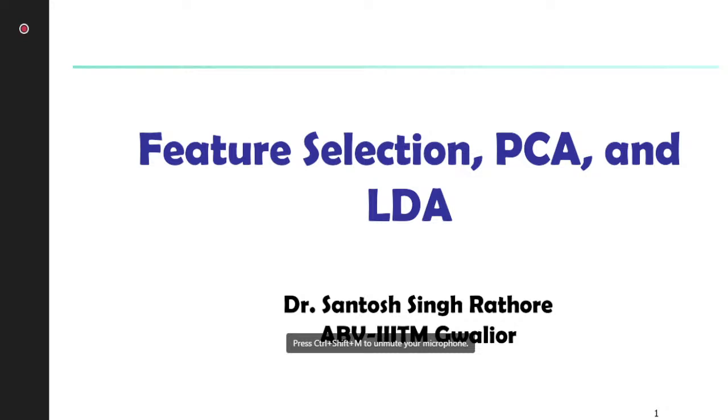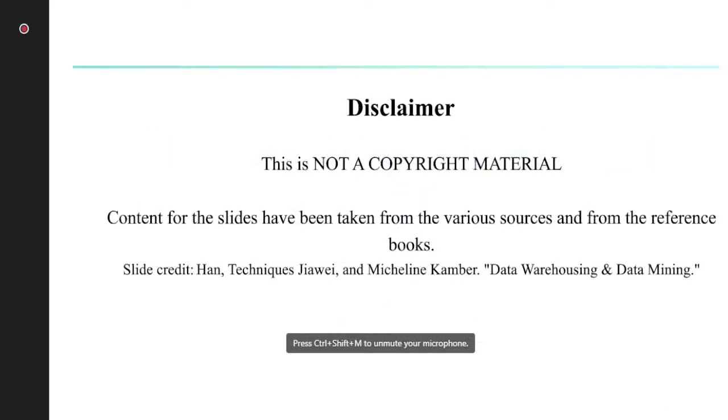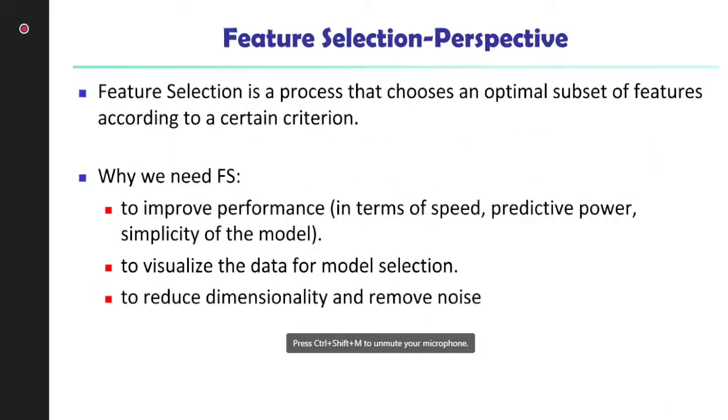Okay, sir. So today, for the next 40-45 minutes, I am going to talk briefly about feature selection, and the two techniques which people generally use in feature selection. The famous ones are PCA, which is principal component analysis, and linear discriminant analysis. So, let's move towards feature selection.